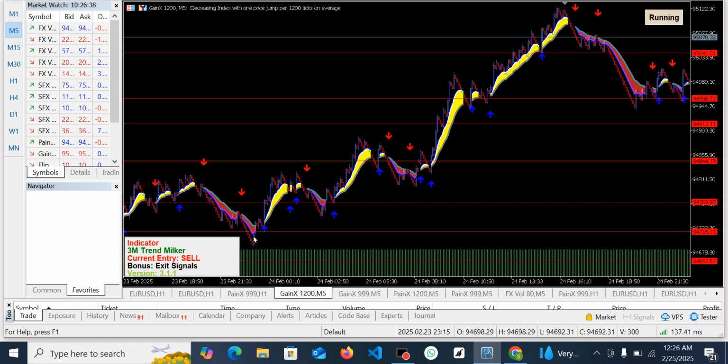But since it's unable to break out below the support zone here, the indicator, the 3M indicator, it's actually a custom made indicator that helps us to know the direction of the trend. It helps us to know when to go into the market and when not to go into the market, depending on the trend we want to trade. Okay, so it gave us a signal for the trend right here, that the trend is about to change into an uptrend.